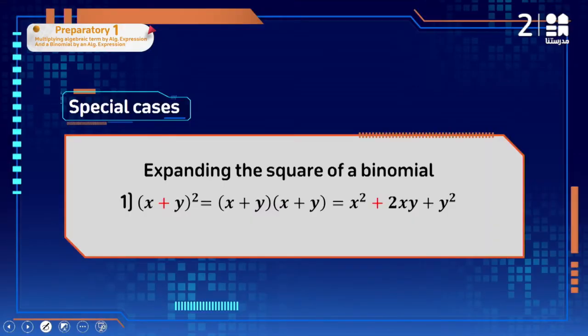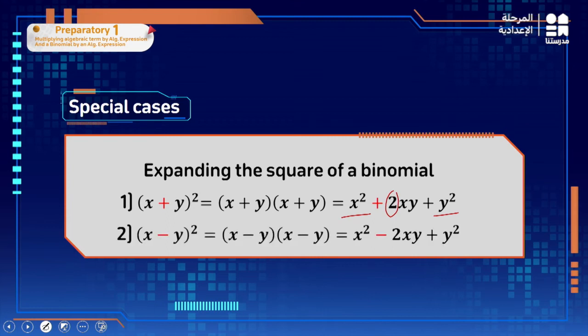We have special cases. What are they? Expanding the square of binomial. Number 1, x plus y to the power of 2, or squared, equals, I'm going to repeat this exponent 2 times, x plus y times x plus y. Or no need to multiply them, we are going to memorize it. So x squared plus 2xy plus y squared. The first squared, the second squared, the middle we have to put 2 first times second, 2x times y.